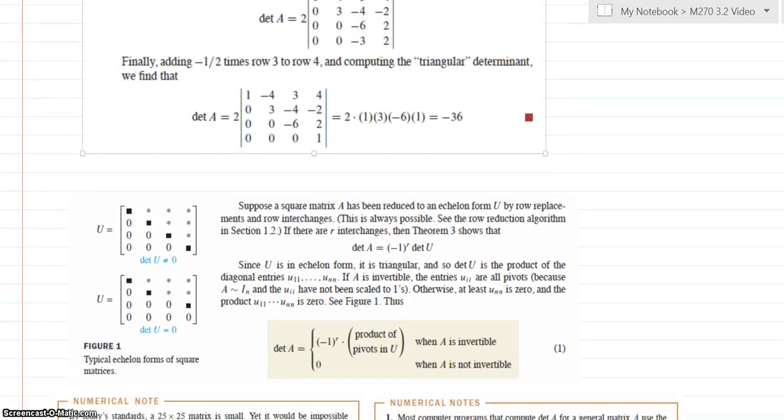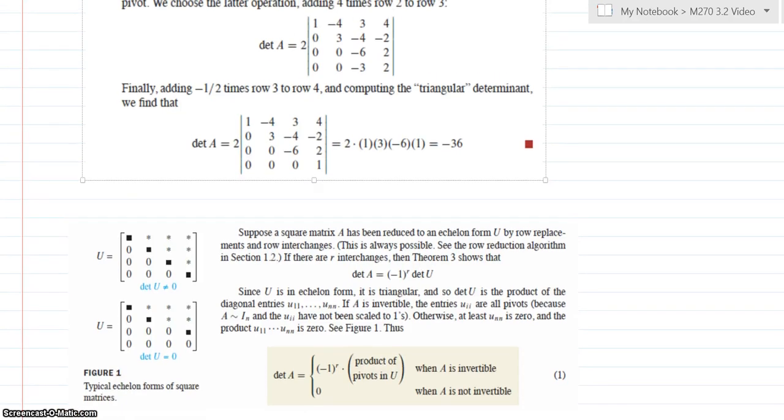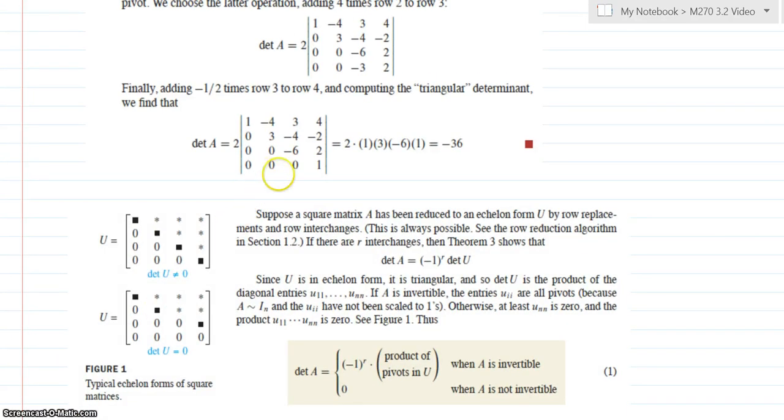in general, let's do the general case first. Let me make that a little larger. So the method that they're doing here is written below. So let's read this. Suppose the square matrix A has been reduced to echelon form, right, by all the necessary row interchanges and row reductions.